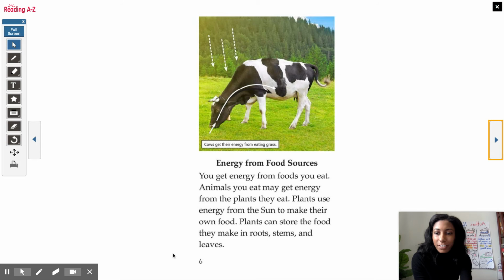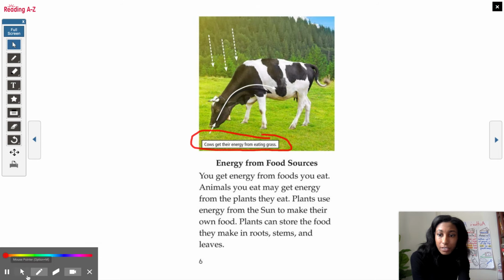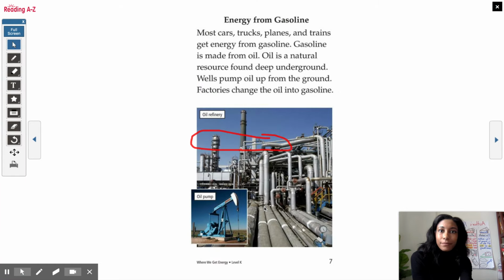Ready to go? Let's see if you're right. I'm going to circle the caption. Did you get it right? Yeah, we know that the caption is below our picture, and we know that that's a text feature that tells us what's happening in the picture. So it says, cows get their energy from eating grass. So now I know where cows get their energy from.